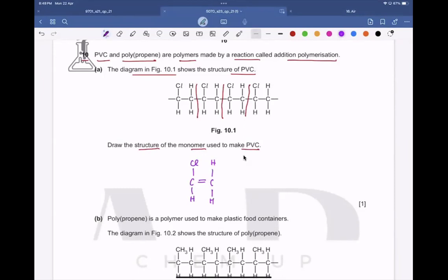They don't ask you to draw the one repeat unit. If you have to draw one repeat unit, you draw this thing only with empty bonds on both sides. But they ask you to draw the monomer, so you have to show the double bond in it.